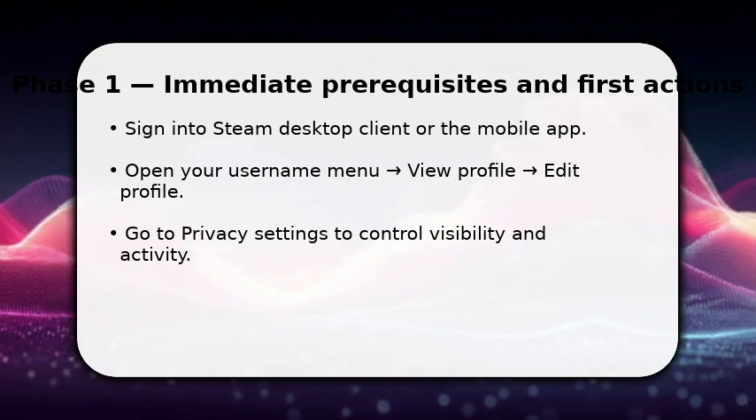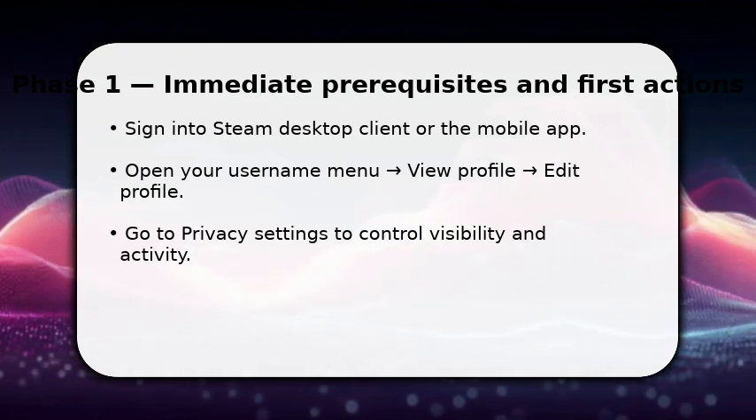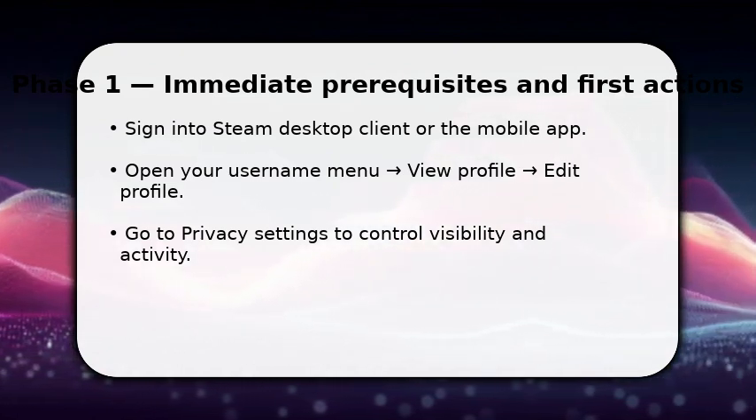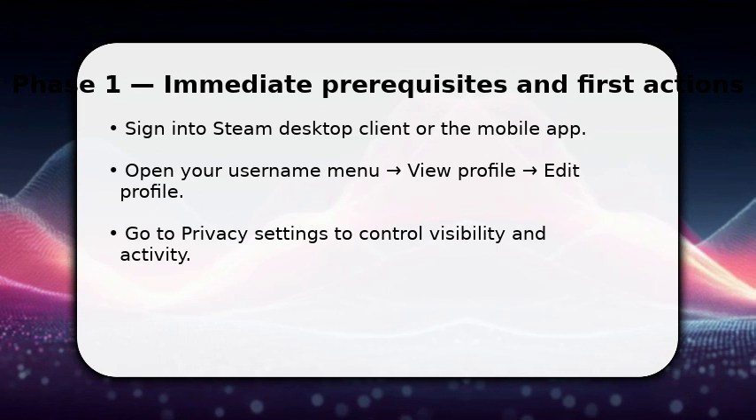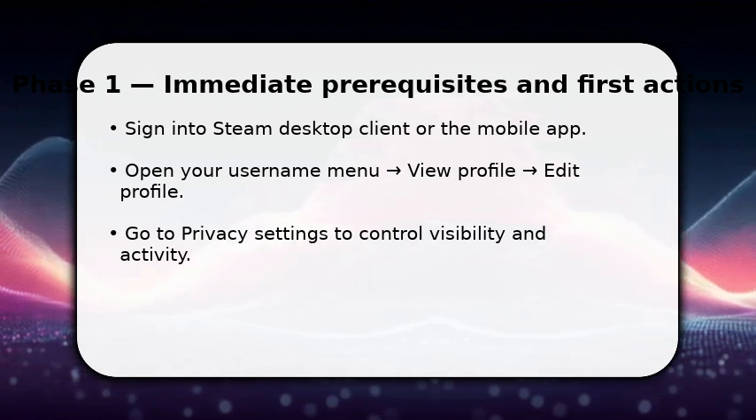Make sure to use the desktop client for full options. The mobile app mirrors most settings but may hide one or two advanced toggles you need. Now, navigate to Privacy to modify who can see games and play activity.